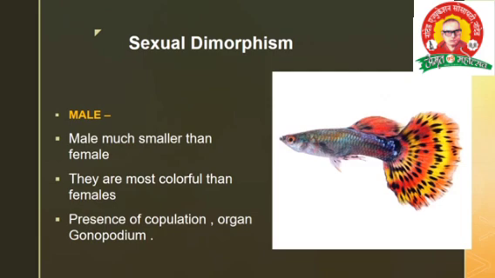Presence of a copulatory organ, that is the gonopodium. Gonopodium is present only in the male, not in the female. The anal fin of the male is modified from the sex organ, that creates the gonopodium. It means that only the male has the gonopodium for the purpose of breeding or reproduction. Okay, gonopodium. The function of the gonopodium is the purpose of reproduction.